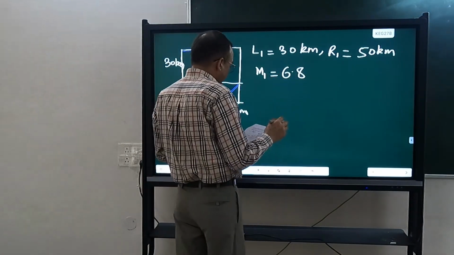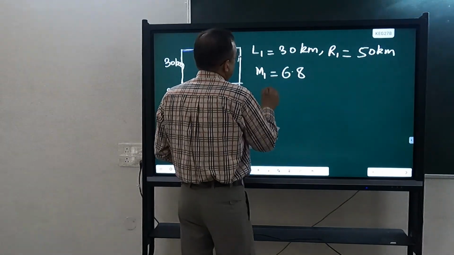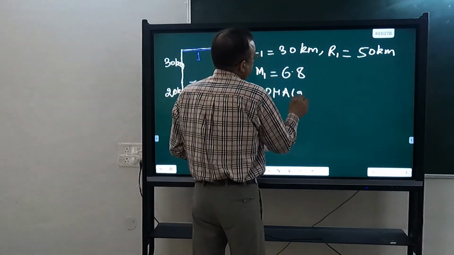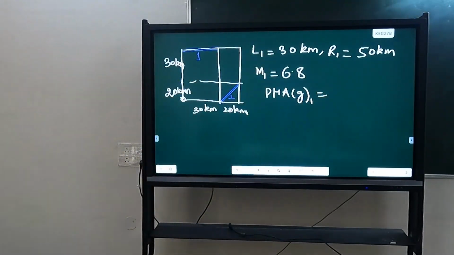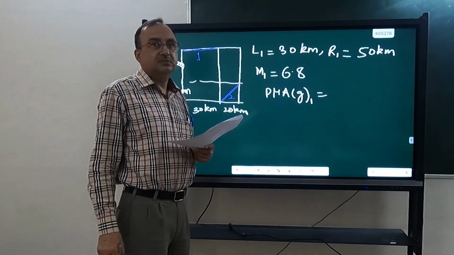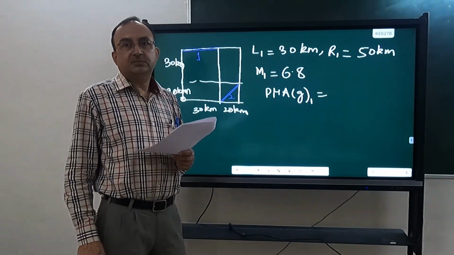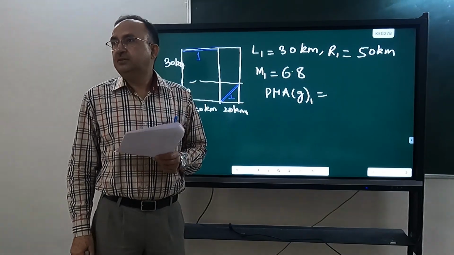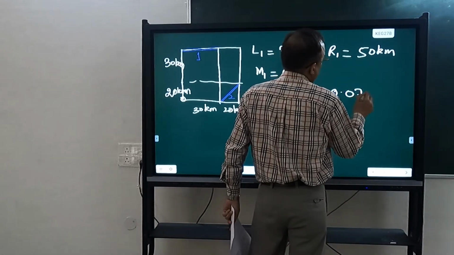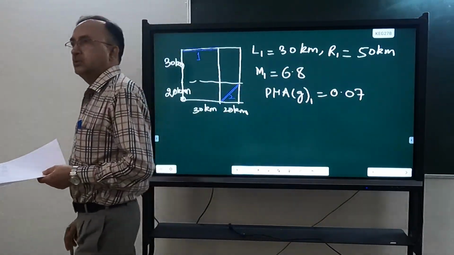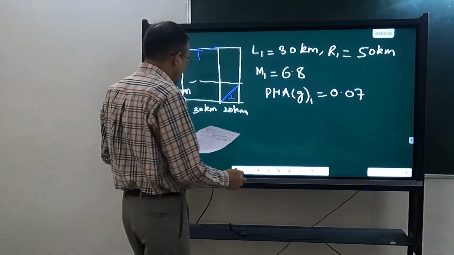If you know this, you can calculate the PGA in g for fault 1 by putting that value of M and R in this expression. How much? 0.07. Okay, let's do this for fault 2.